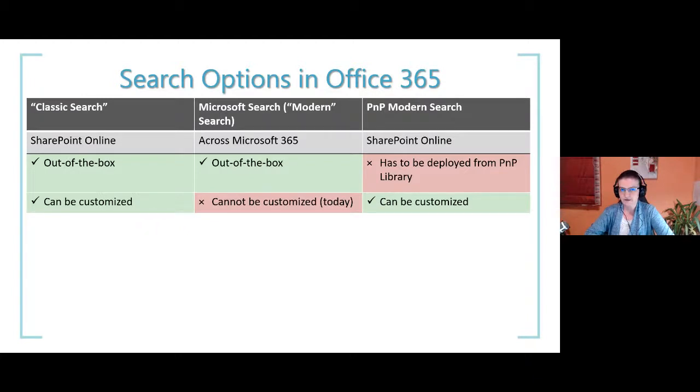The next thing to know about each of those is that the classic search can be customized. So if you have requirements to create custom pages, custom refiners, custom display templates, how the results are being displayed, custom result sources, or custom ranking, then you can do this in classic search in SharePoint Online. And also you can do this with the PMP library. But you cannot customize Microsoft Search out of the box, or you cannot customize it yet.